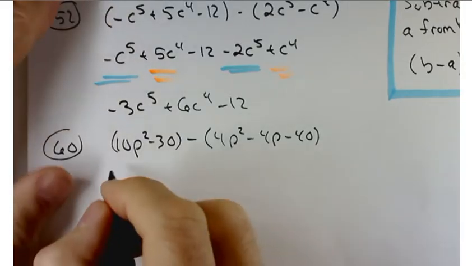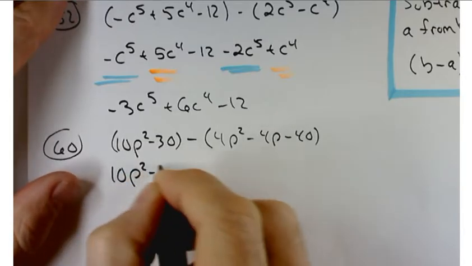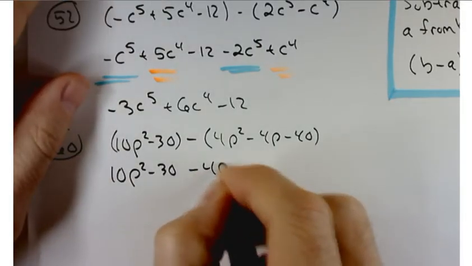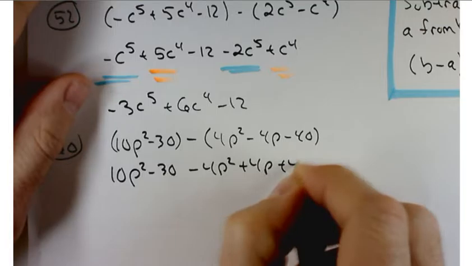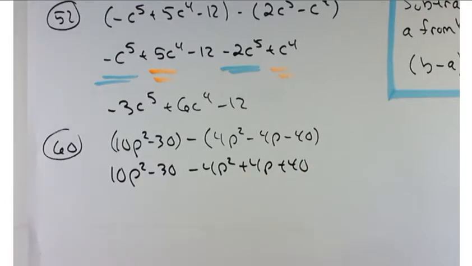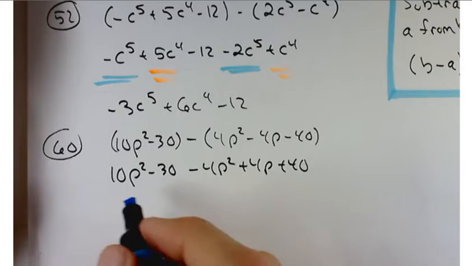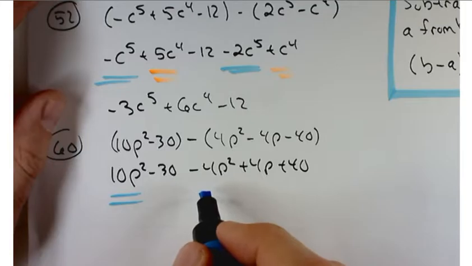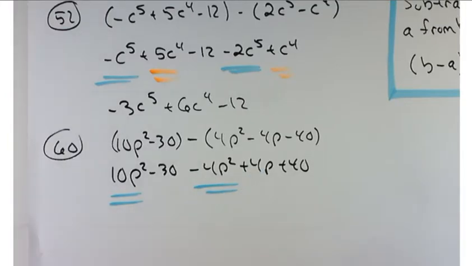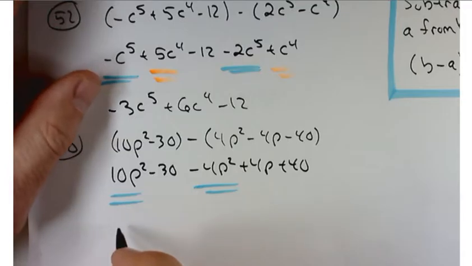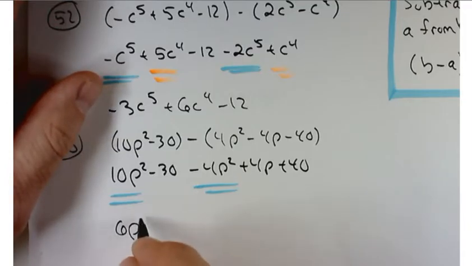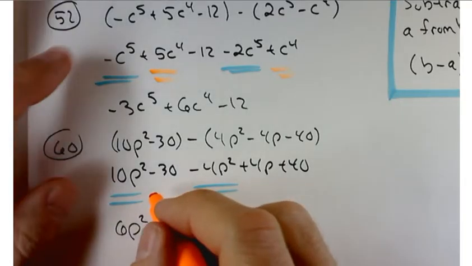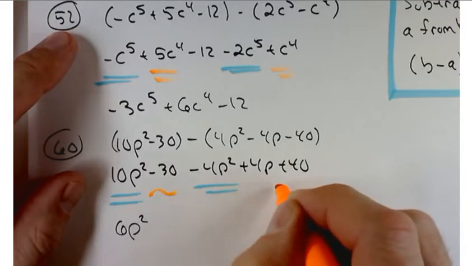Andrew, what am I going to get when I distribute the negative sign? Perfect. Thank you, sir. And we've got like terms here, right, Don? What can I add up? Or what can I combine? All right. So 10p squared minus 4p squared gives me 6p squared. Good. Are there any other like terms I can combine? Minus 30 and 40.